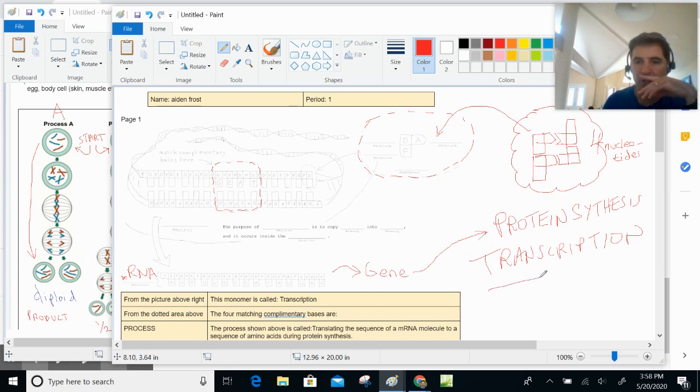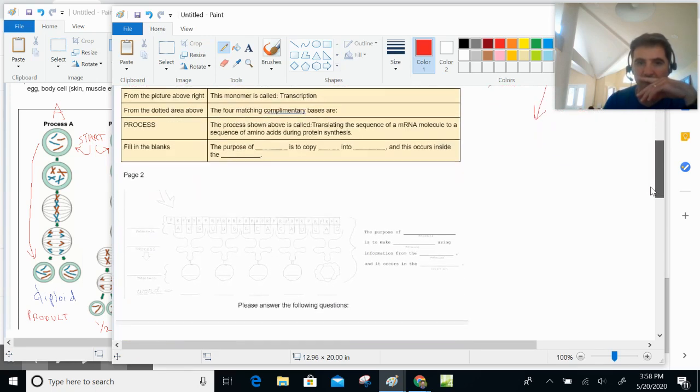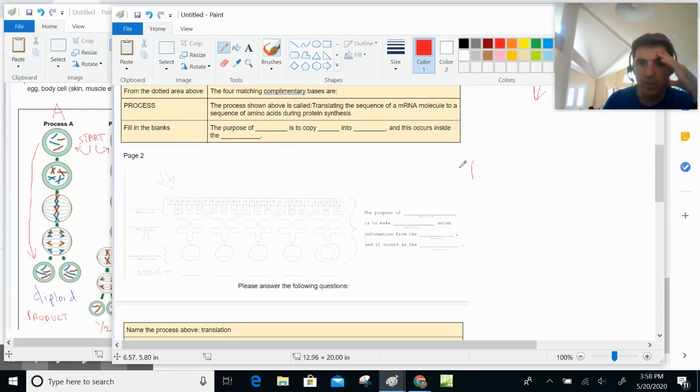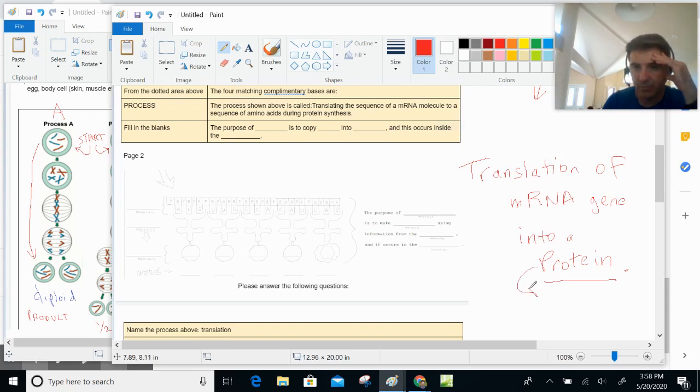Okay. After transcription, then we do the translation of the gene. So here we're going to do translation of the mRNA gene into a protein. And what are proteins made of? Well, proteins are made of amino acids.